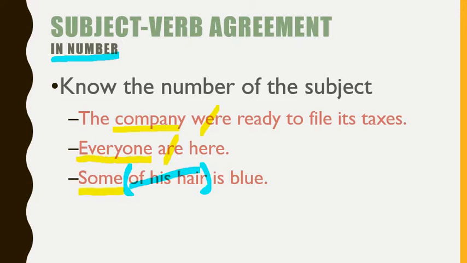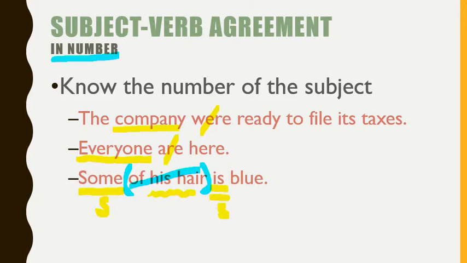And the problem with some is that sometimes it's singular and sometimes it's plural. And so the verb is depends on whether that some is singular or plural in this particular sentence. And for that purpose, we need to consider what we're talking about. And we're talking about hair. And unless you're talking about different strands of hair, we're talking about the whole lump of hair on that person's head, and that is a singular, non-countable word. So we would consider this a singular word. Then the verb is also singular. So we would say, hey, some of his hair is blue.